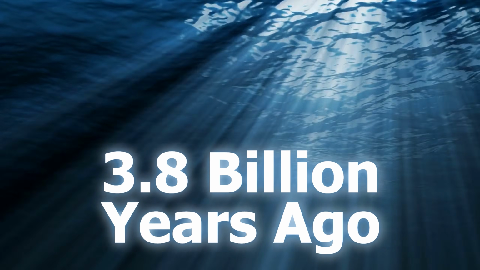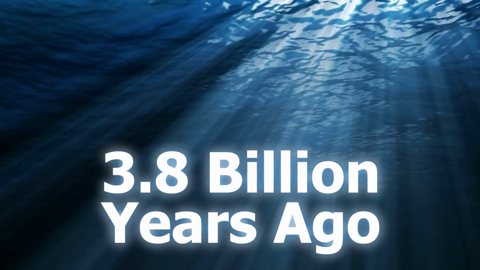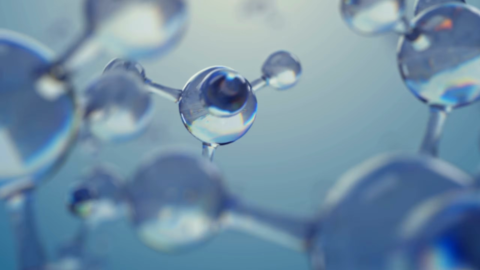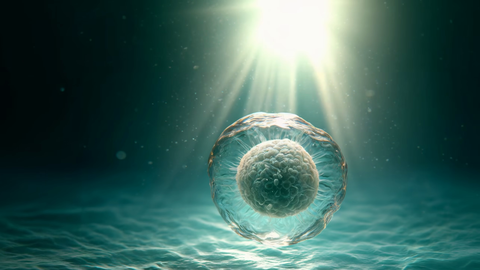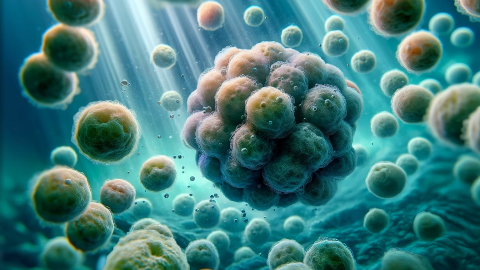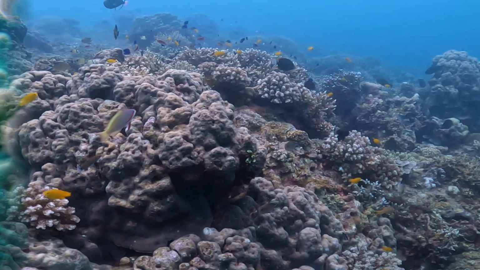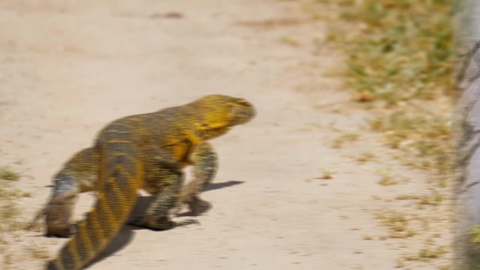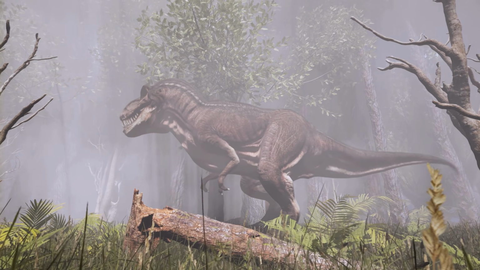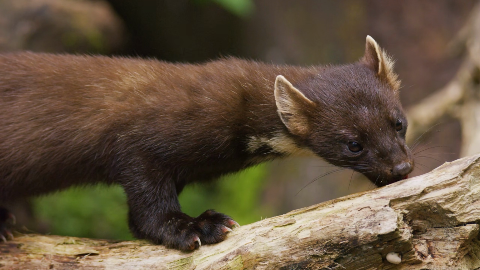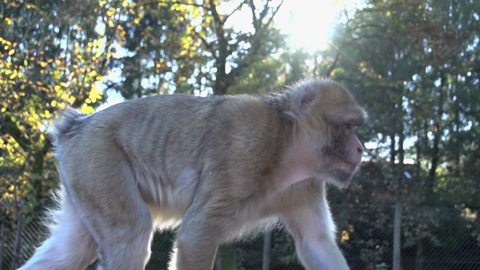About 3.8 billion years ago, life began to appear in oceans. Simple molecules joined together, forming the first single-celled organisms. These cells evolved into multicellular life, and eventually into the complex life forms we see today. This progression makes sense, because evolution favors organisms that adapt well to their environments.